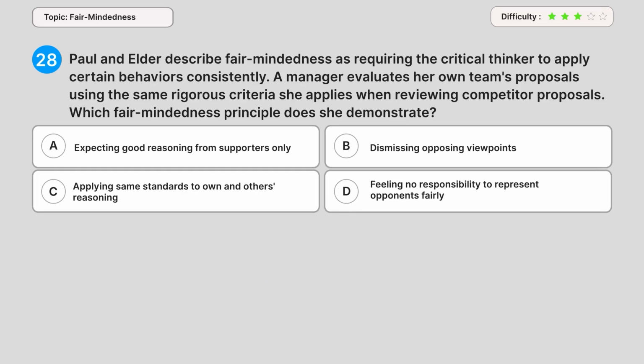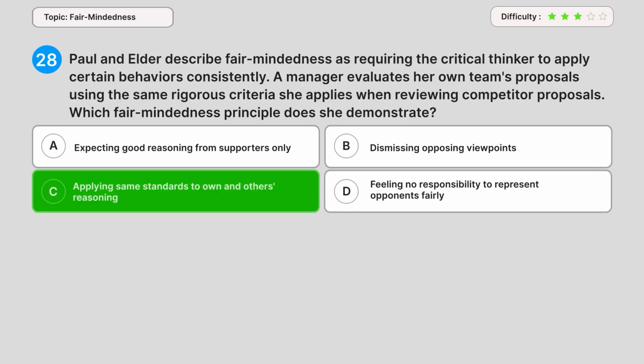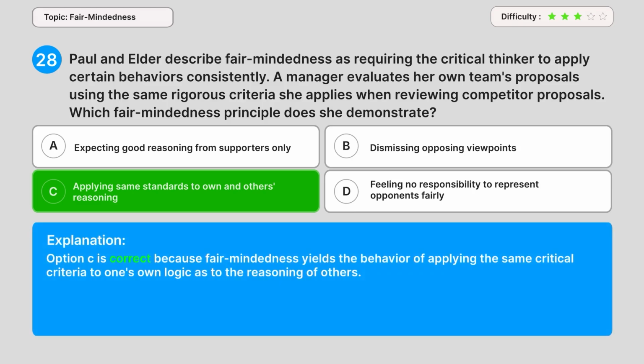Correct answer, C. Applying same standards to own and others' reasoning. Explanation. Option C is correct because fair-mindedness yields the behaviour of applying the same critical criteria to one's own logic as to the reasoning of others.